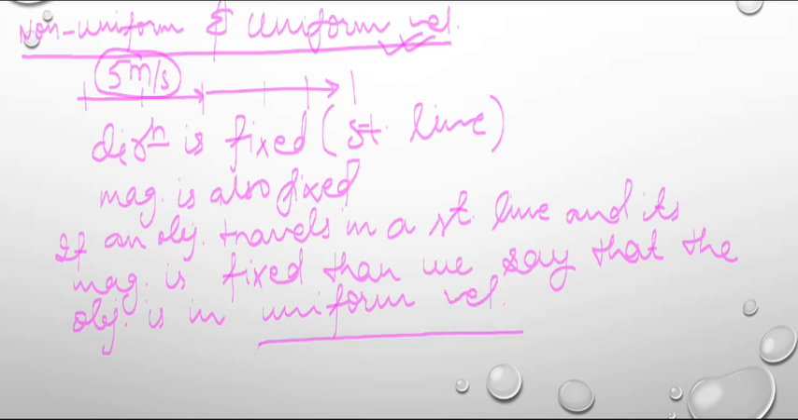What happens in uniform velocity? In uniform velocity, the magnitude as well as direction of the object is fixed. Okay, it is fixed. That is, it is always constant. That is, the object is not changing its direction or its magnitude. Okay, students, now when we talk about non-uniform velocity, what happens in non-uniform velocity?